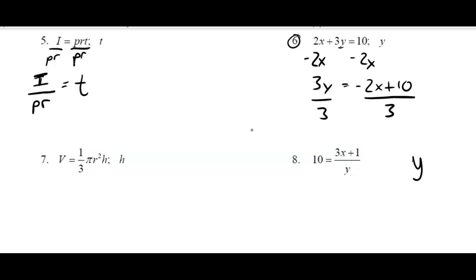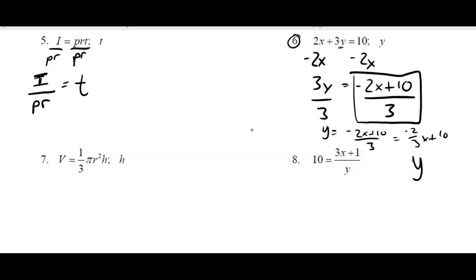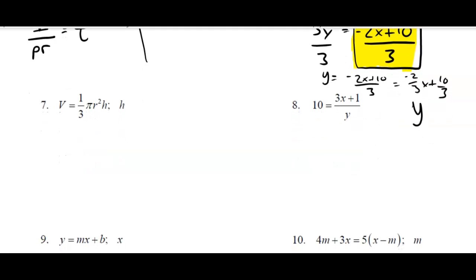And just leave it, guys. I know this looks messy, but that's your answer. That's what y equals: negative 2x plus 10, divided by 3. You could separate it and do negative 2/3 x plus 10/3. There's no reason to. Just leave it like that. This is good right here. Leave it. Don't mess with it. Okay. Back over here. Scroll down a little bit.